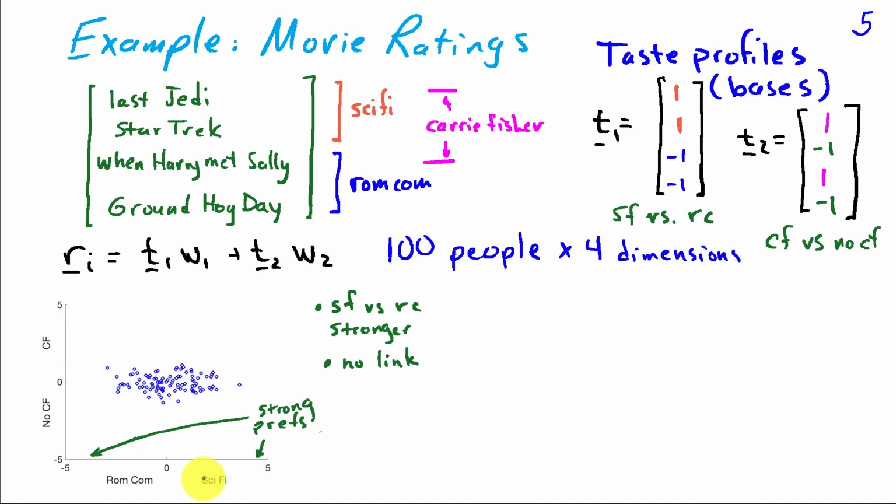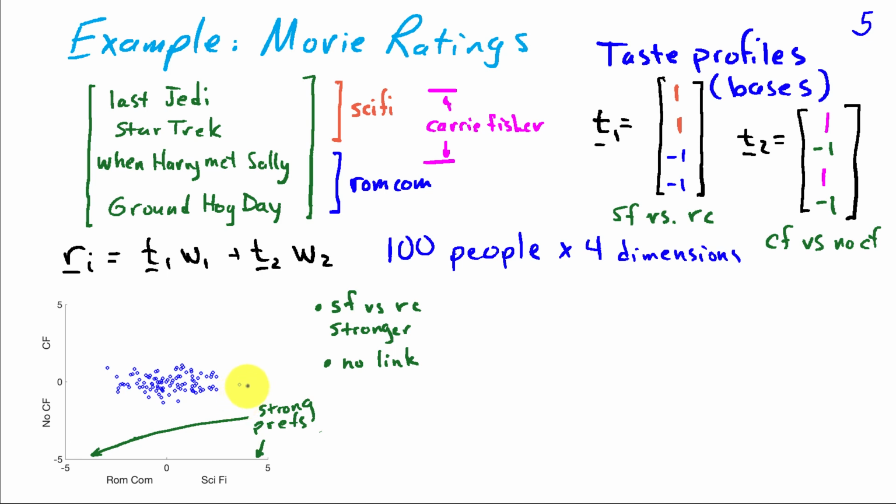On the horizontal axis, we've got W1. On the right, we have a positive value for W1. That's a positive value on these first two terms of the taste profile, which means people are rating the sci-fi movies higher than the romantic comedy movie. On the other side, when the weight W1 is negative, people are giving a higher weight to romantic comedies than sci-fi. And if we're at either end of the axis, these are people that have very strong preferences.